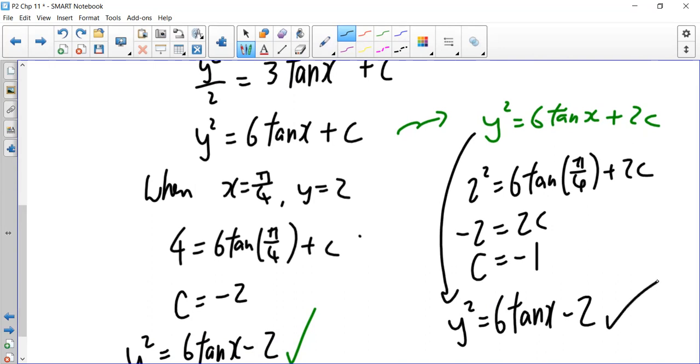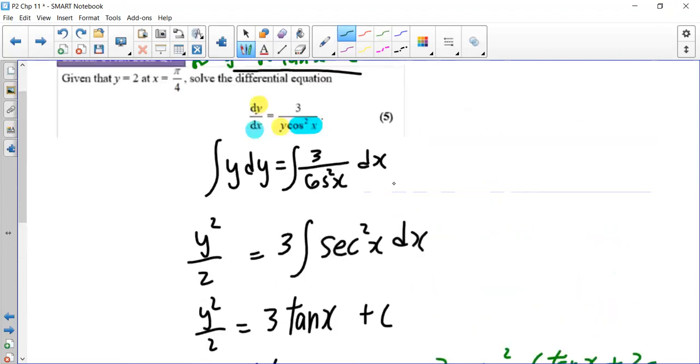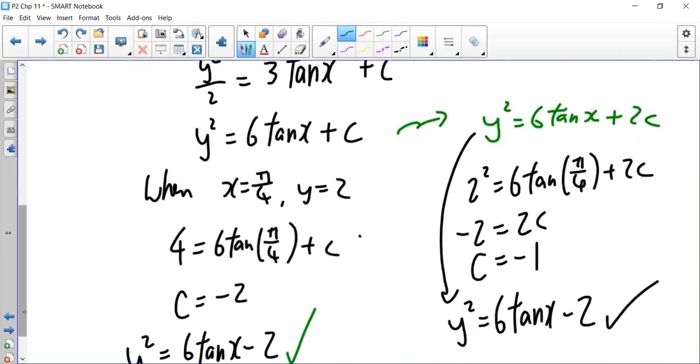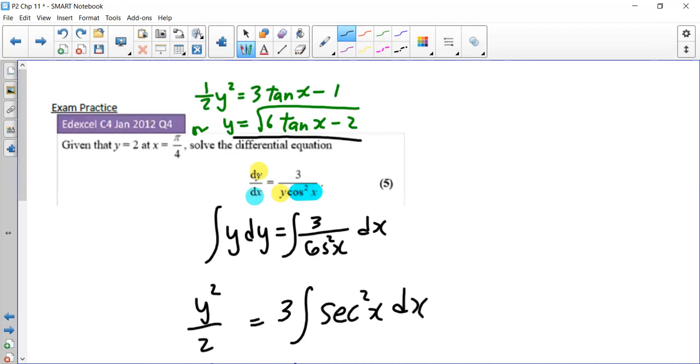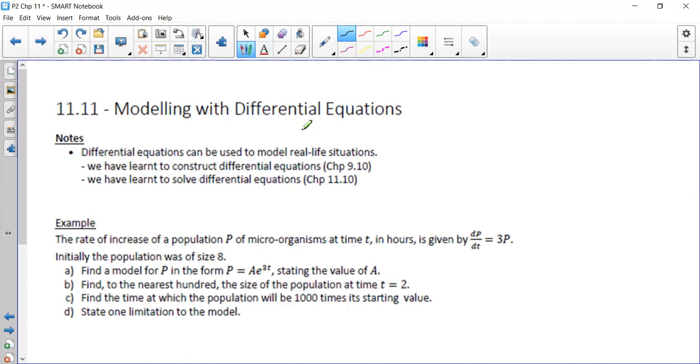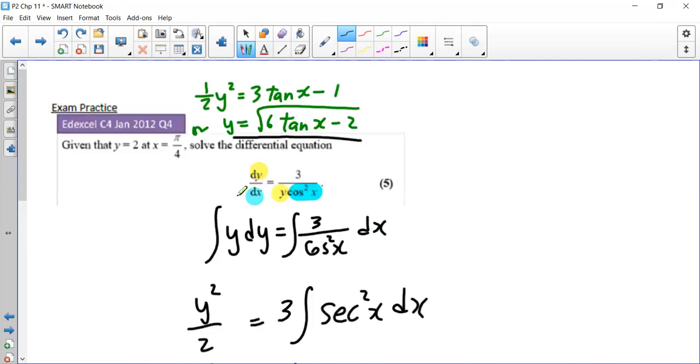Okay, and that's the end of separation of variables for solving differential equations. It's all about separating. Make sure all the y terms stay on one side and the x terms stay on the right side. So yeah, next lesson we are going to work on how to model with differential equations, which is where this skill becomes prominent. So that's the end of the lesson. Thank you.